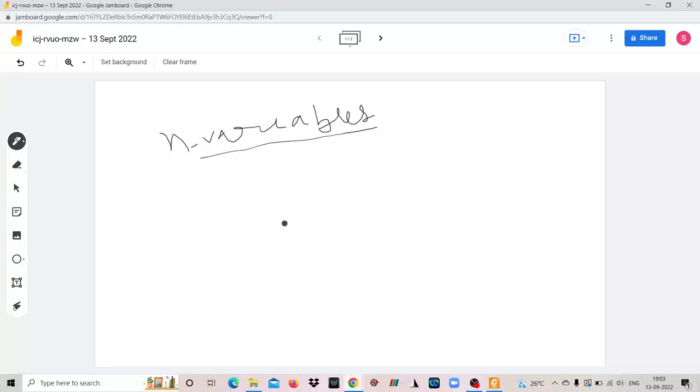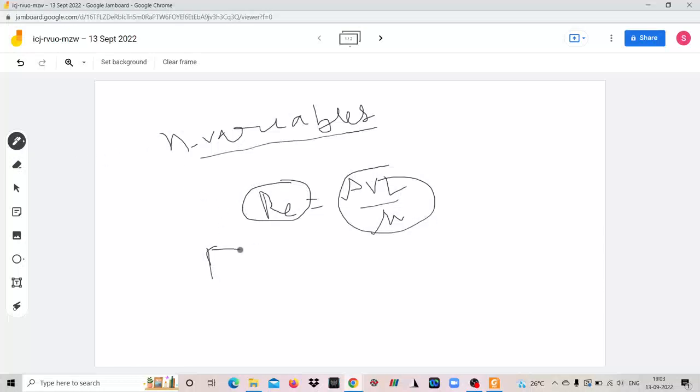For example, suppose the Reynolds number, we know that is a function of density, velocity, some length, and the viscosity. So these are all variables. Even this is a variable, this is a dimensionless number. Or let us say drag force FD. So FD is basically a function of the projected area A, the density rho, the velocity V.